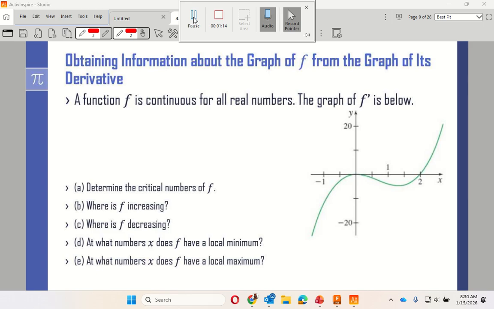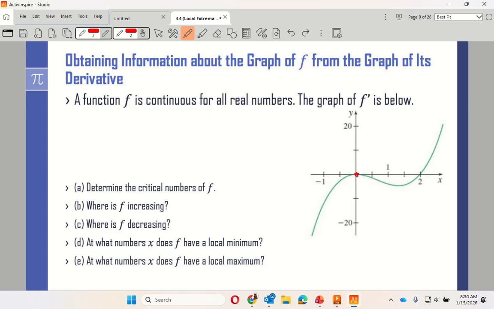No. Okay. So, a function, it doesn't say where the function is continuous for all real numbers. The graph of f prime means this is the derivative. So now, we got to pay close attention. Right here, what does that mean? The derivative is 0. Okay, very good. So the slope is 0 at that point.